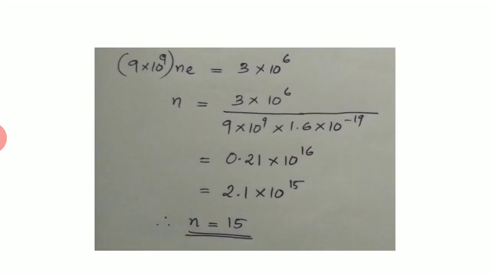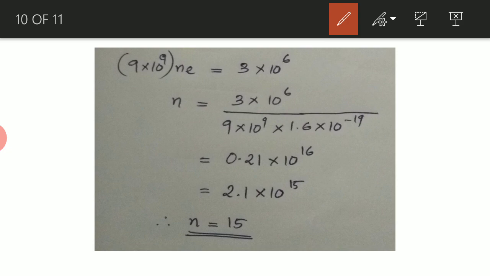1 by 4π ε0 is 9 into 10 raised to 9. It is very good if you study constant values like this because that will make your calculation simple. So 9 into 10 raised to 9 into Ne equal to 3 into 10 raised to 6. Now finding out the value of N by solving this, we will get 2.1 into 10 raised to 15.